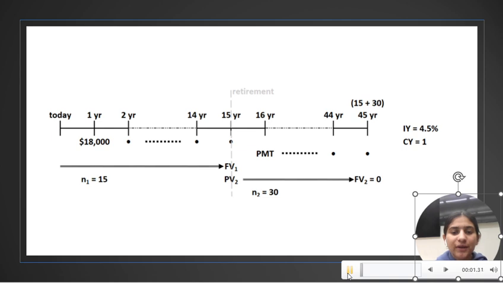So here now I will show you a timeline. Today, we don't know the value, and after 1 year there is the amount of $1,800. After that, in 2 years we don't know how much the amount is, and the PMT we also don't know. I will calculate it in the next part. I/Y is 4.5% and C/Y value is 1.